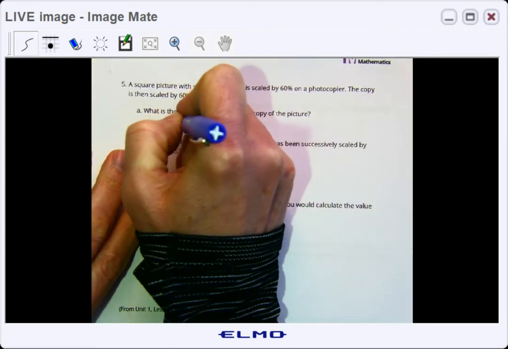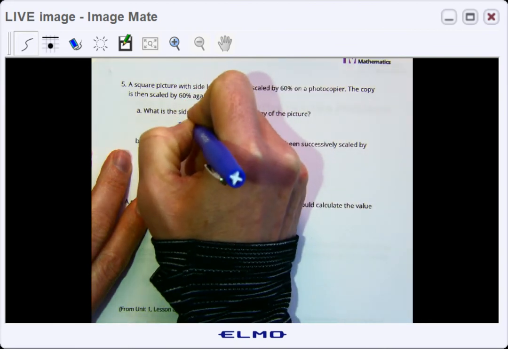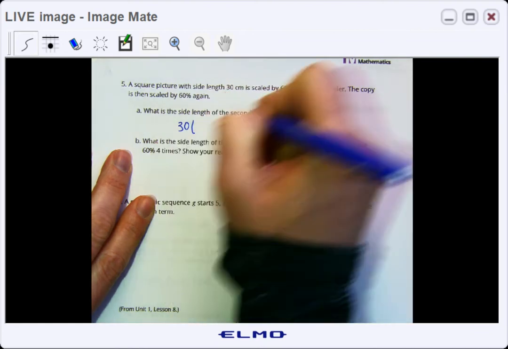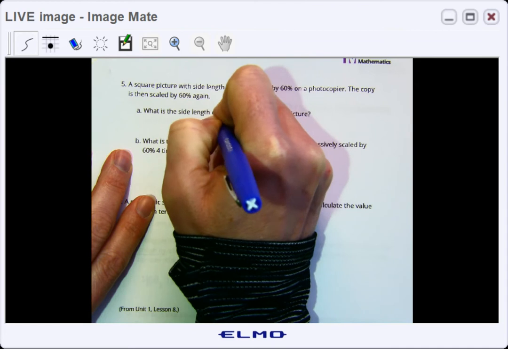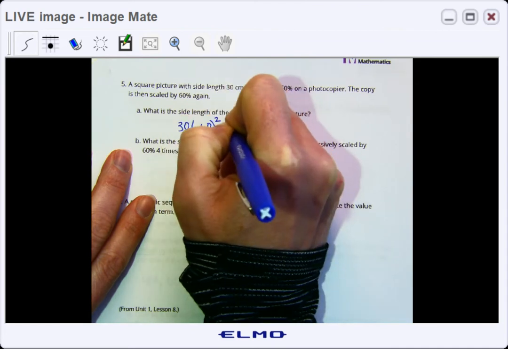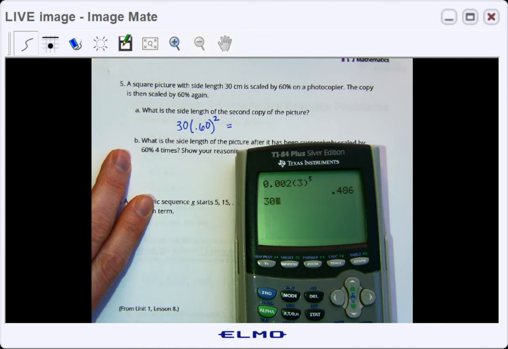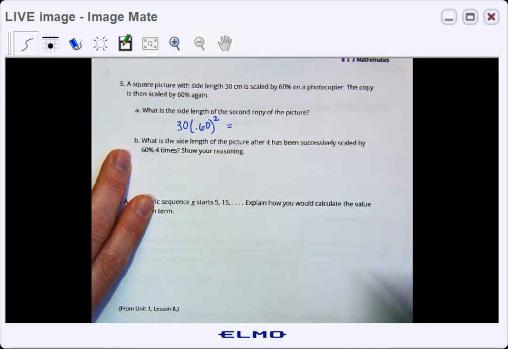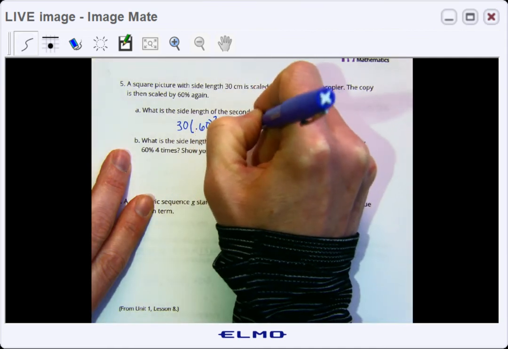So it starts at 30 centimeters, and then it's scaled by 60%, so 0.60, and it happens twice, so we'll use an exponent of 2. So 30 times 0.60 to the second is 10.8. So 10.8, and these are centimeters.